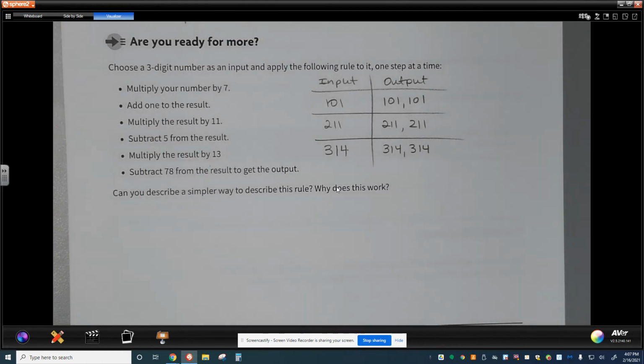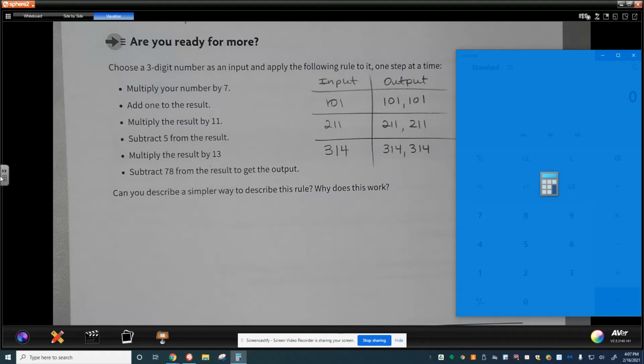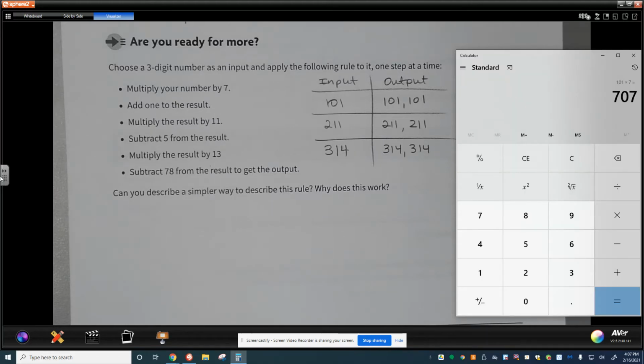Well, what we were doing with these ones, I just want to show you real quick. I just took a calculator and I went 101 times 7, add 1, times 11, minus 5, times 13, and minus 78. And then I got it. But the whole thing is I just used a calculator. So how would I write a rule or describe a function that would make this work? And why does this work?